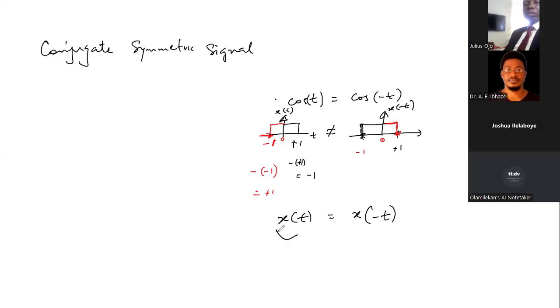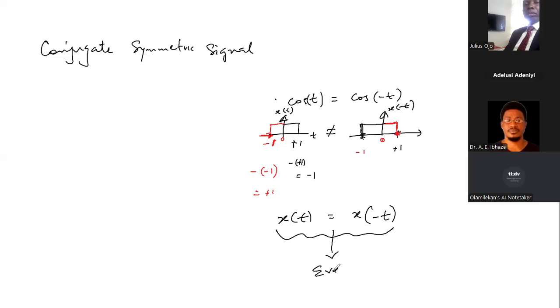So since this is true, it means that when we have a signal and we perform time reversal on it, and the time-reversed signal is the same as the original signal, we now say it is an even signal. Okay, sir. Which is consistent with what you already know in your mathematics, right? So Adeni, go ahead, please.